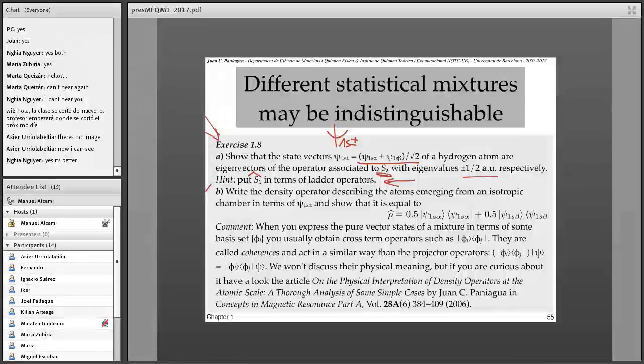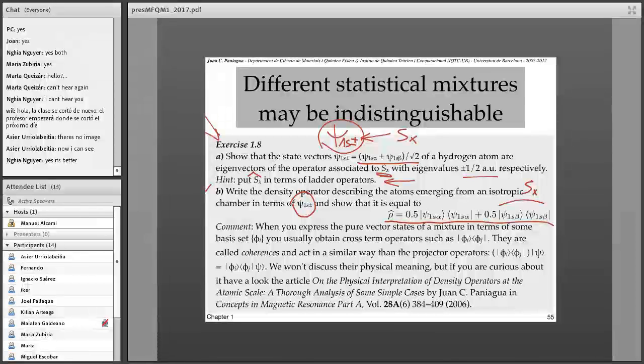Second part, write the density operator describing the atoms emerging from an isotropic chamber in terms of 1S plus and 1S minus, in terms of these two eigenvectors, and show that it is the same that we have written in the previous slide in terms of eigenstates of SZ. Here, this is a pure state, which is an eigenstate of SZ. Here, we have eigenstates of SX.